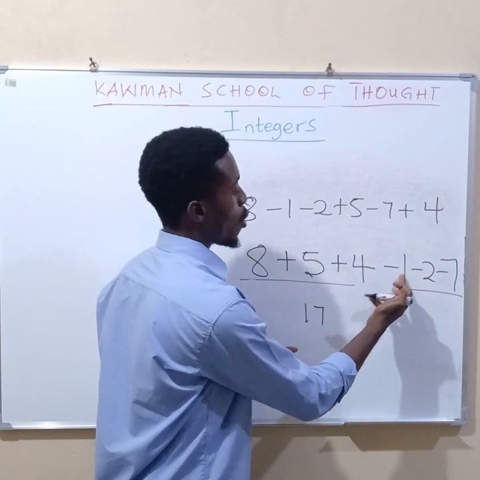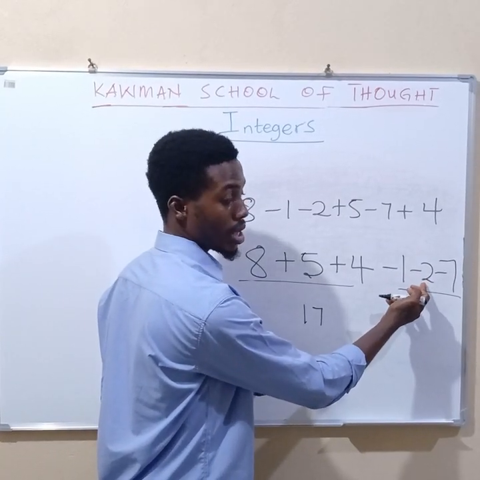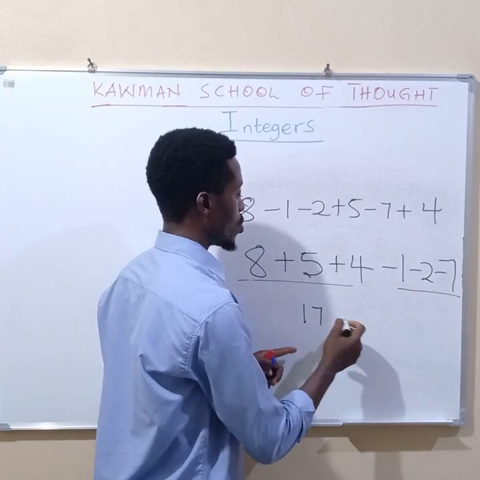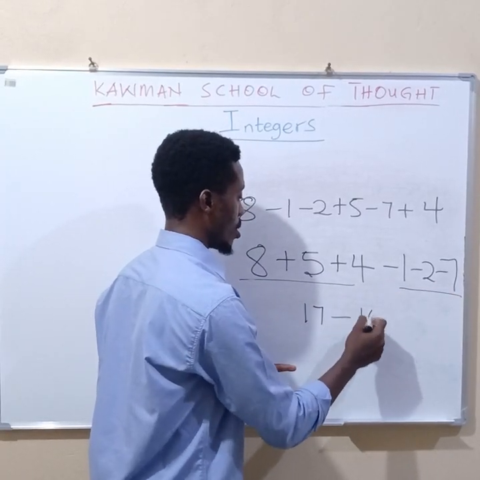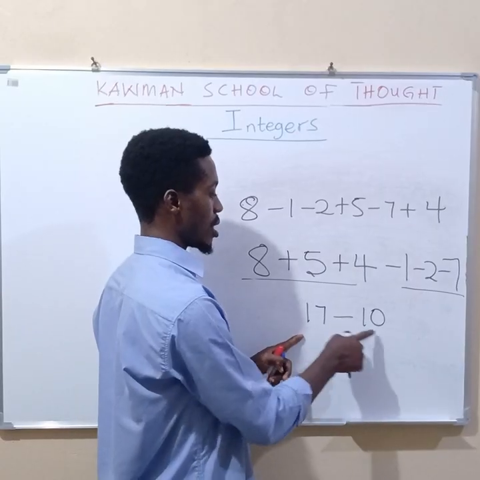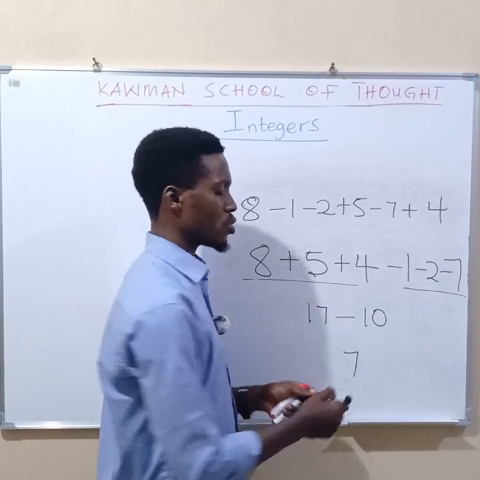And then 1 plus 2 gives us 3. 3 plus 7 gives us what? They are all negative, so negative 10. So 17 minus 10 gives us what? 7. This is so simple.